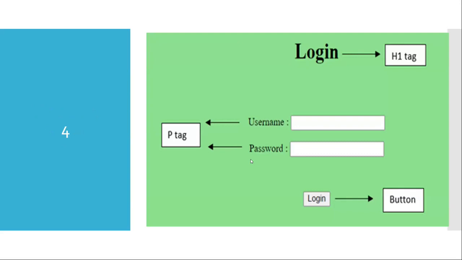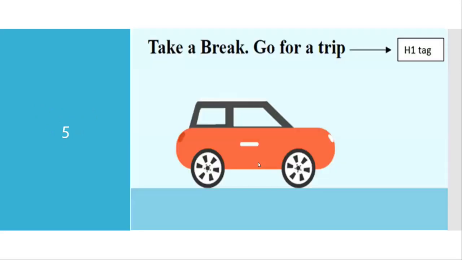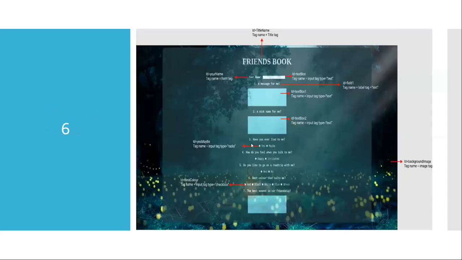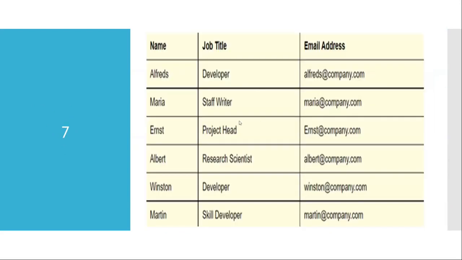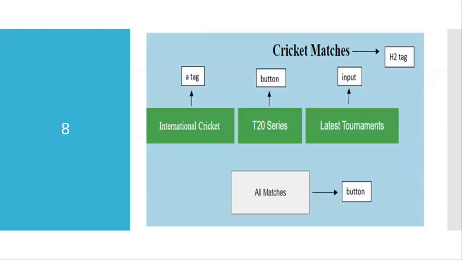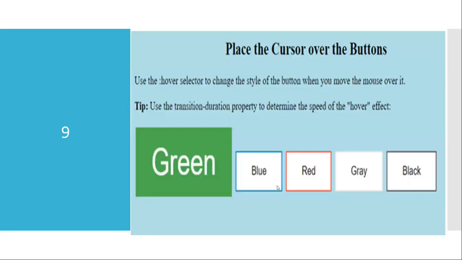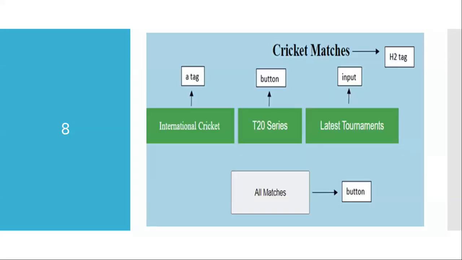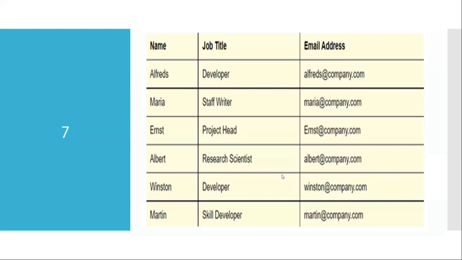Fourth one is a login page of a website. Fifth one is an animation project. Sixth one is friends book. Here we have a list of table values; that is the seventh project. Eighth one is again a list of boxes where you have to select an option using a button. So we have another one, the ninth option. I want one student to select a particular card.